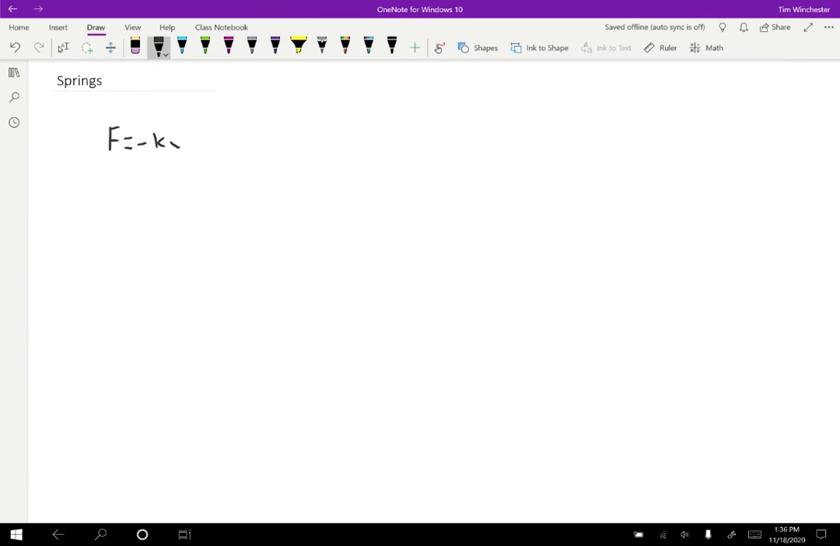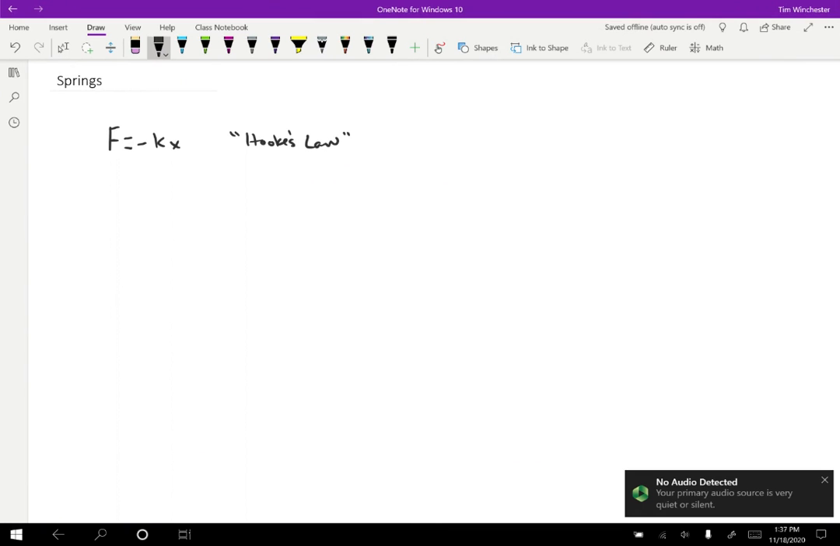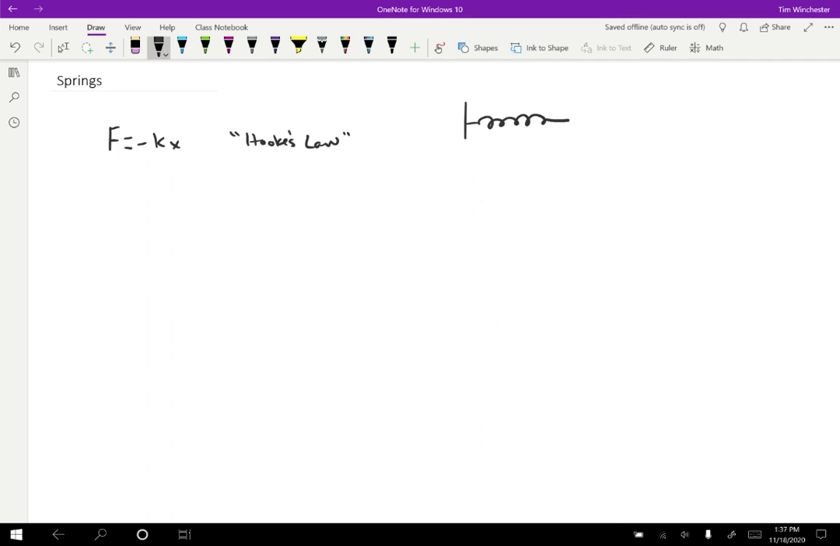So F equals negative kx is called Hooke's law, named after an old-timey English physicist, Hooke. And essentially what it tells us is that if you move the end of a spring, okay, so if I take a spring that sort of naturally is like this, and if you move it to the left, let's say, so it becomes compressed like so, then x is going to be the coordinate of that endpoint. Okay, so here we have a negative x component, and the force is going to be to the right because this spring is going to want to push back towards the equilibrium position.